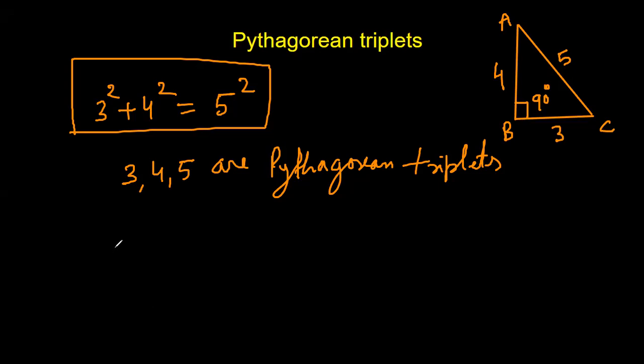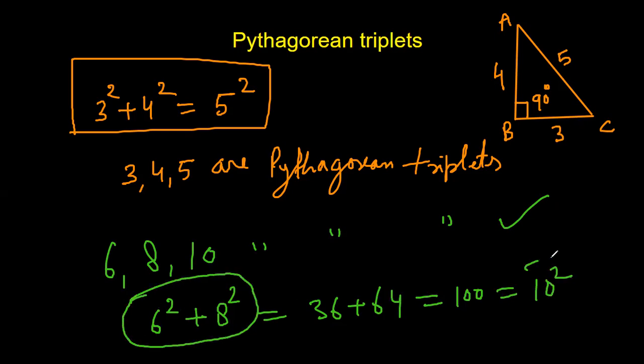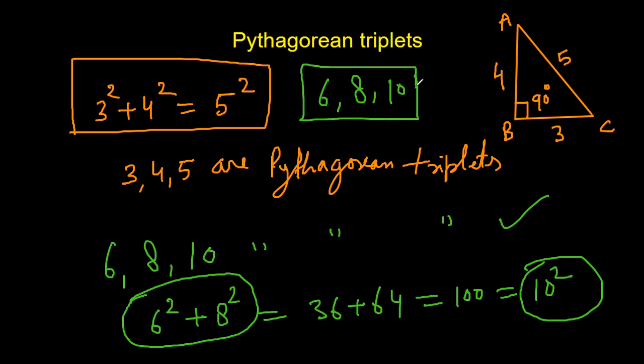All right. Can you give me one more example where a similar observation is seen? Consider the numbers 6, 8, and 10. They are also Pythagorean triplets. Why do you claim this? Because when you square 6 and you square 8, and simply add them, 36 plus 64, it comes out to be 100, which is 10 square. So you can say 6 square plus 8 square is the same as 10 square, meaning 6, 8, and 10 are also Pythagorean triplets.